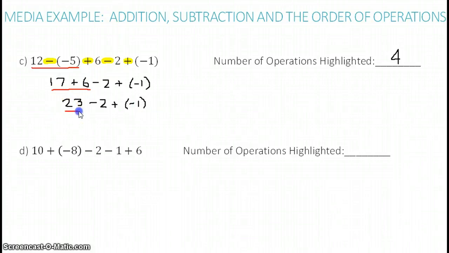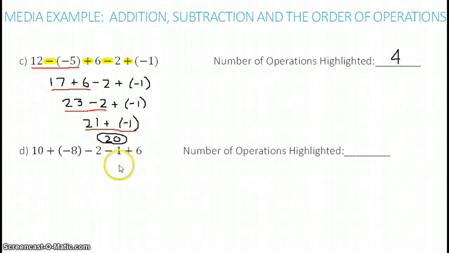Our next operation is 23 minus 2, which is 21. And we have 21 plus negative 1. And our last operation, 21 plus negative 1 is the same as 21 minus 1, which is 20. Let's circle our final answer. So just checking, we did 1, 2, 3, 4 operations to get our final result, and we performed the operations from left to right. We have one last problem.